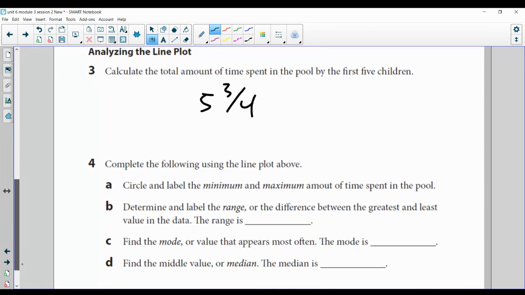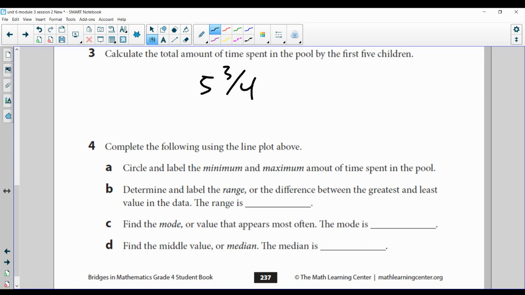Then it says determine and label the range or difference between the greatest value and the least value in the data.